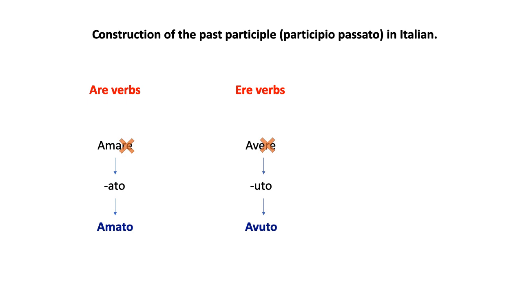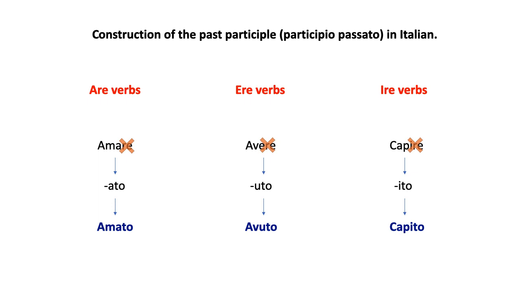Good. One last group, ire verbs. Same procedure. Capire means to understand. We've used this a lot. We get rid of the last three letters, the I, the R, the E, and since it's an ire verb, we add ito. So what is the past participle of capire? Capito. Capito? It's fairly easy.